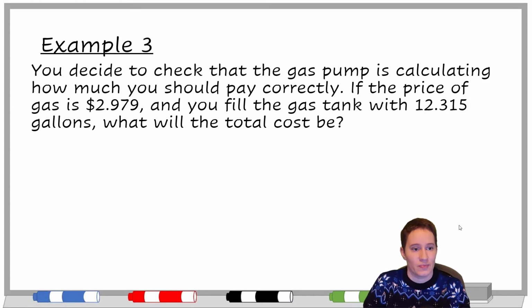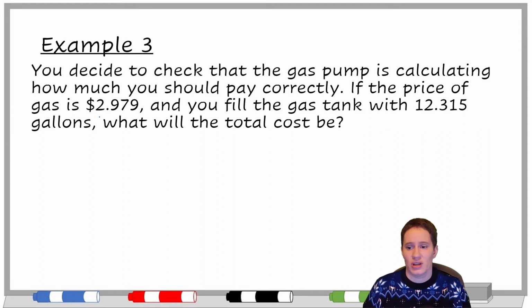So let's check this out. Example 3, you decide to check that the gas pump is calculating how much you should pay correctly. If the price of gas is $2.979, which I guess I should have put per gallon. So you're paying that amount per gallon, and you fill the gas tank with 12.315 gallons, what will the total cost be? So we need to multiply these two numbers together to figure out what our cost is.